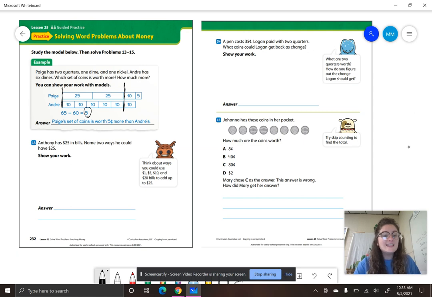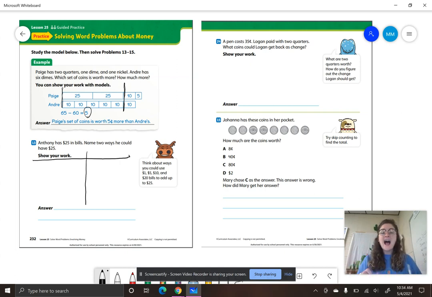Number 13 says Anthony has $25 in bills. Name 2 ways he could have 25. So I'm going to make a T-chart, and I'm going to show 2 ways to make $25. Now look over here at our cutie little moose. It says think about ways you could use $1 bills, $5 bills, $10 bills, and $20 bills to add up to 25. So we need to use a combination of those bills to show $25.